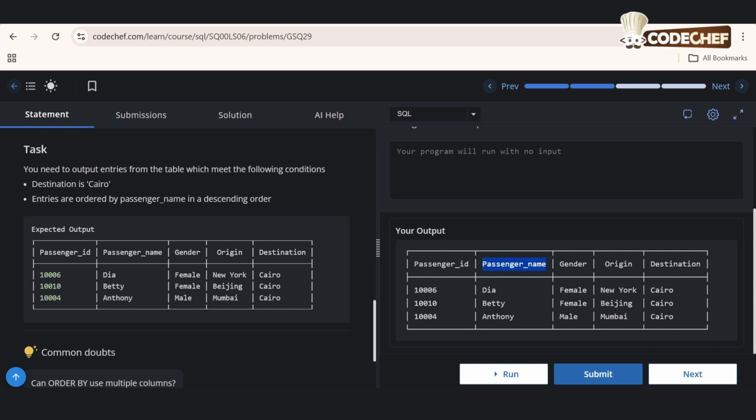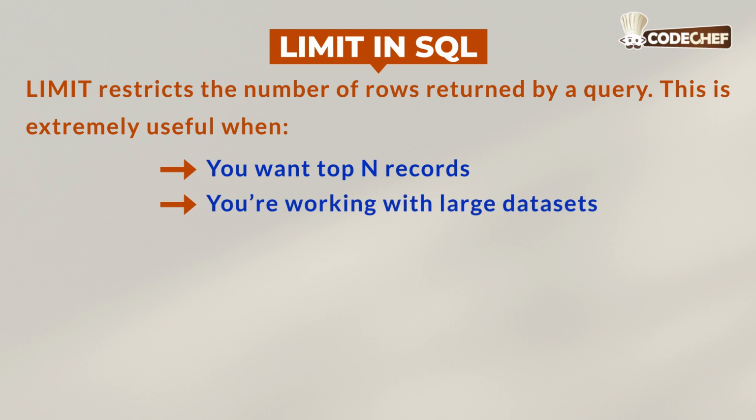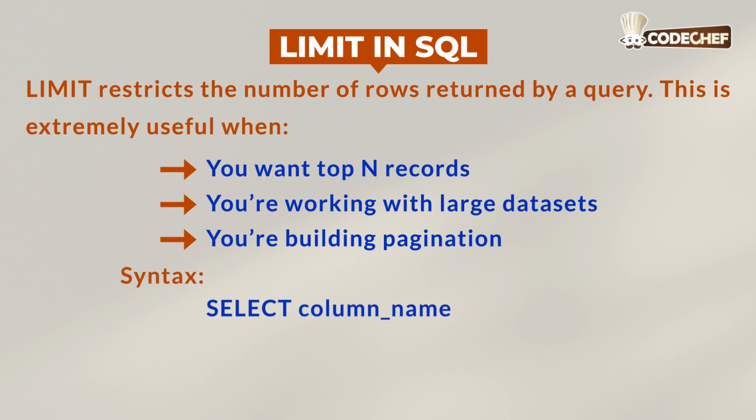So it is arranged in descending order. This is how we use order by in SQL. Limit in SQL. Limit restricts the number of rows returned by a query. This is extremely useful when you want top n records, you are working with large data sets, or you are building pagination. Its syntax is select column name from table name, limit and then number, semicolon.